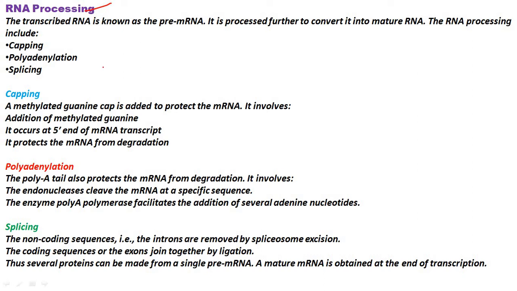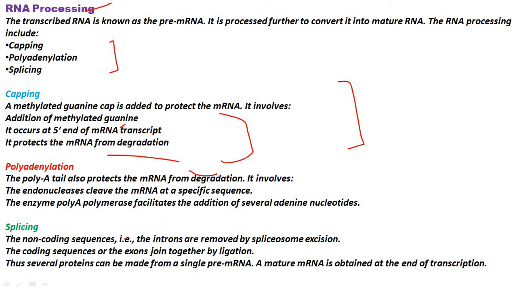RNA processing I will not be discussing, because this slide is additional, for your reference only: the capping, polyadenylation and splicing in detail. In the eukaryotic transcription process I described earlier, the methylated guanosine cap is added to protect the mRNA function. Addition of the methylated guanine at the 5' end of the mRNA protects the mRNA from degradation. Polyadenylation also protects the mRNA from degradation: endonucleases cleave the mRNA at a specific sequence, and the enzyme poly-A polymerase facilitates the addition of several adenine nucleotides.